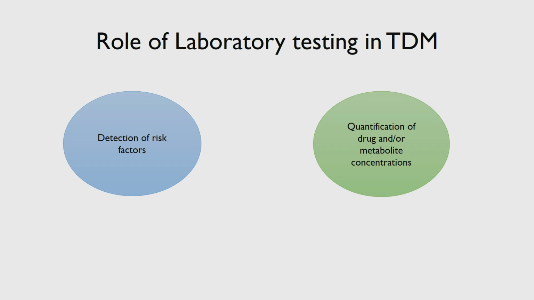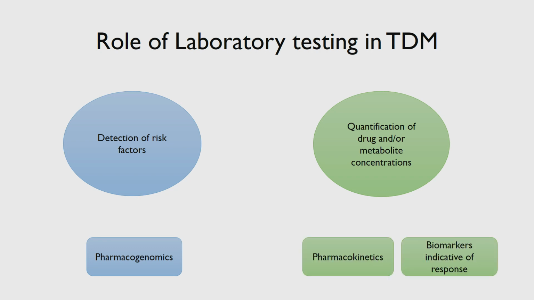Coming to the role of the laboratory in therapeutic drug monitoring processes, we have two factors. Either we can go for detection of risk factors, or we can look for quantification of the drug or its metabolite concentration. While looking for risk factors, it would be pharmacogenomics. And when we look for the drug levels or its metabolites, we are looking at pharmacokinetics and the biomarkers which are indicative of clinical responses.